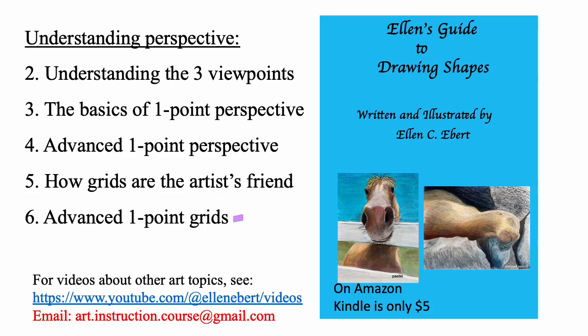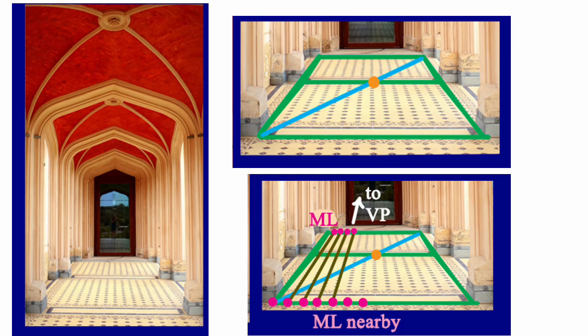In this video, I'll talk about advanced one-point grids with some examples, and it's in my book, Ellen's Guide to Drawing Shapes on Amazon. Let's use this image to review some of what I said in the last lecture. So let's figure out how to place these columns and how to draw this tile floor. Let's say we know the position of this first column and the third column.